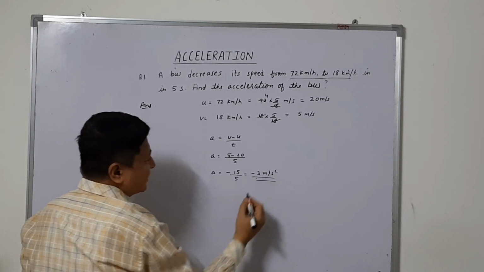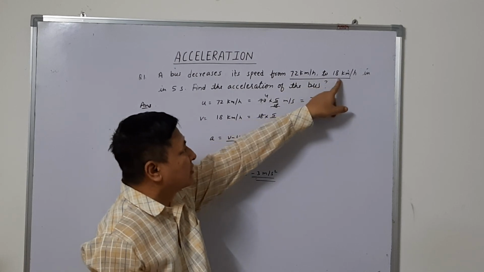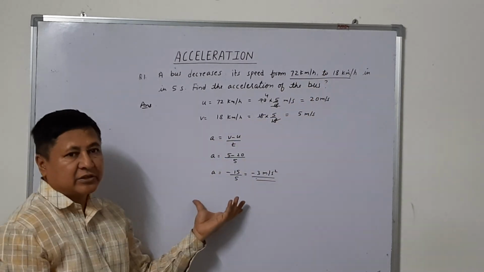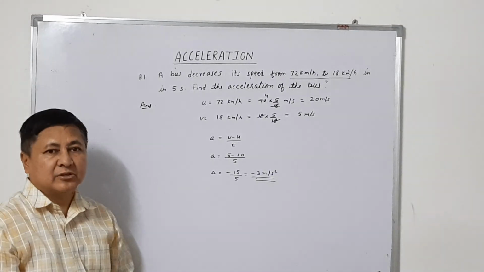Here you can see the acceleration is negative. The acceleration is negative because the velocity is decreasing. So whenever there is a decrease in velocity, acceleration will be negative, and that is minus 3 meter per second square.